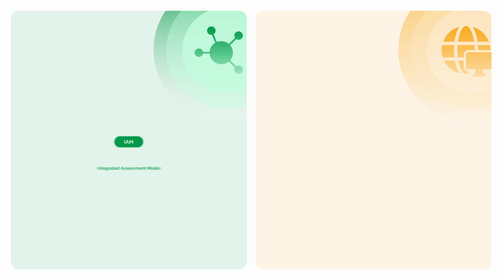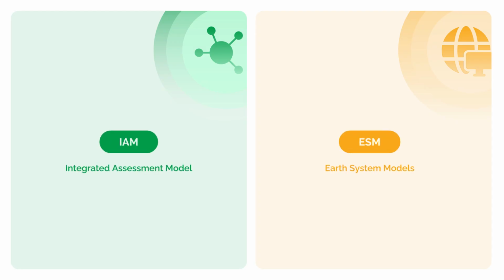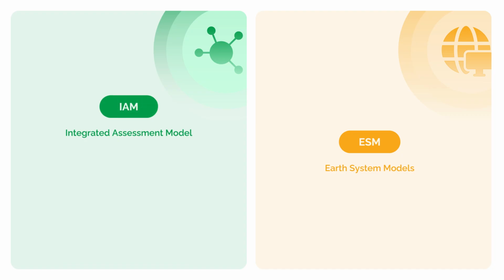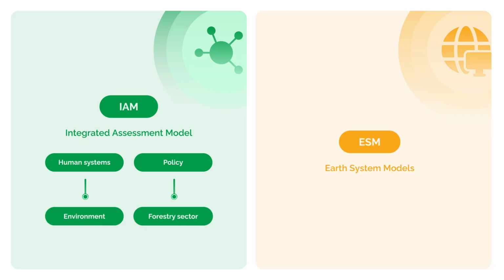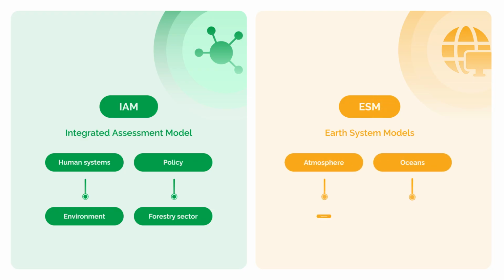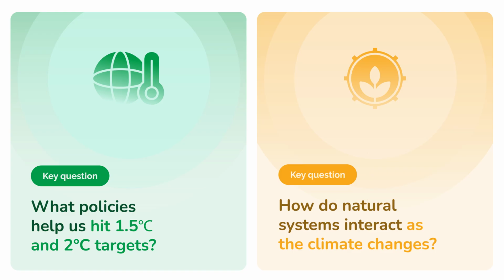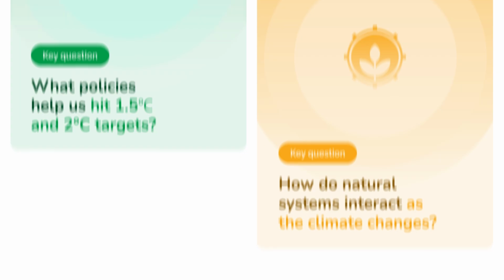Two kinds of models aim to represent global climate in ForestPaths. Integrated assessment models look at how human decisions on policy and economics shape the natural world. Earth system models focus on nature and track how the atmosphere, oceans, ice and vegetation interact with each other. Neither model includes everything, which is why using both together is important.